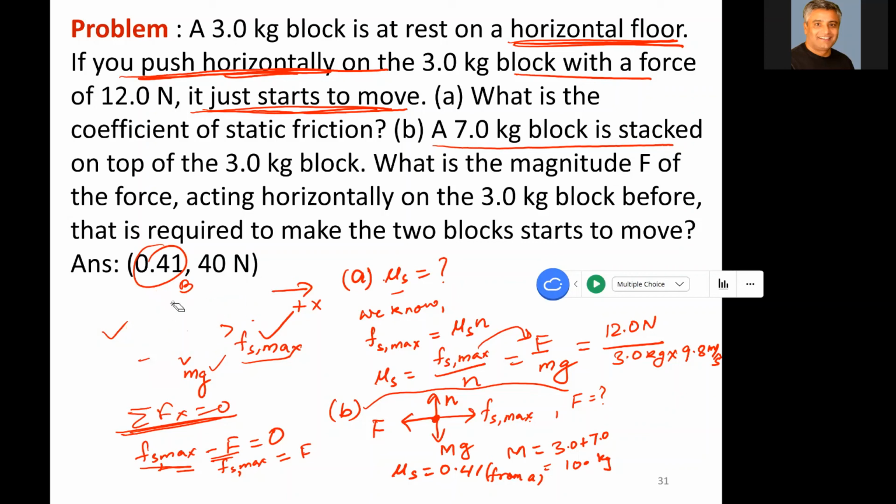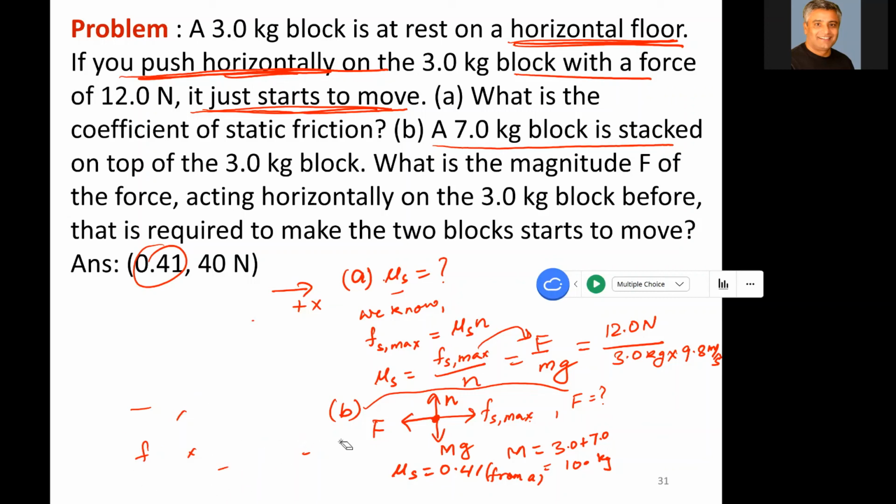So let me quickly erase this and write that, since I'm running out of time, actually I already passed our regular class time. Sorry about that, folks. Since we are interested in this, let's write this down. Sum of forces along the x direction must be 0. So Fs max, just like before, Fs max minus F must be equal to 0. So now, what is F then? F is equal to Fs max.